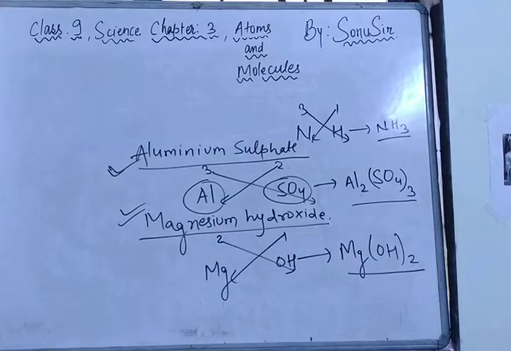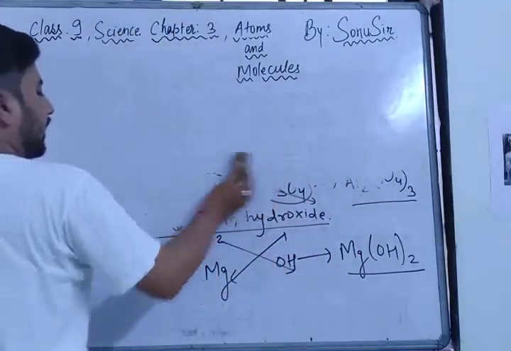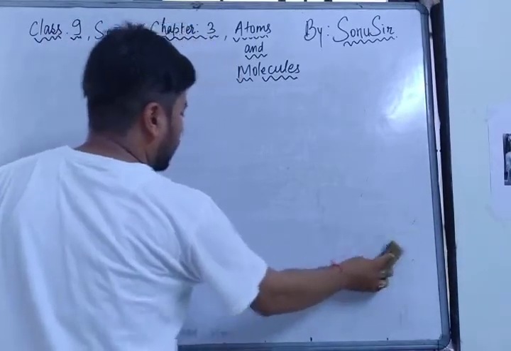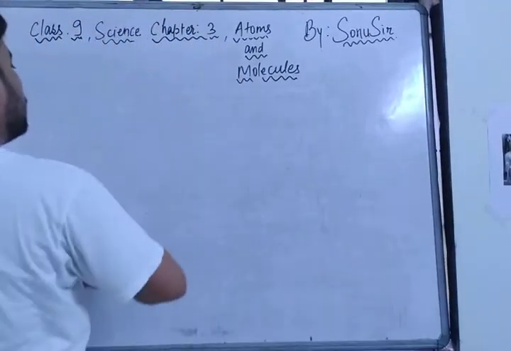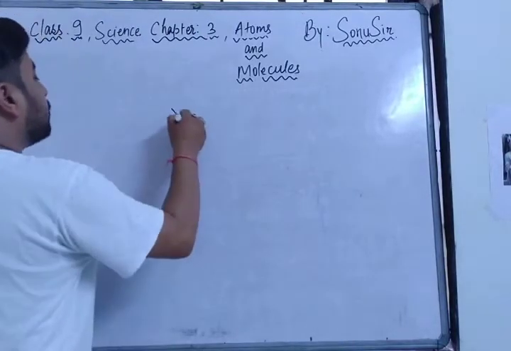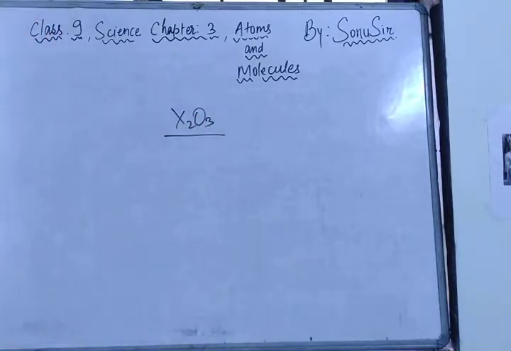Here an element X forms an oxide with the formula X2O3. Suppose there is one compound in the form of X2O3. You have to just say the formula. X2O3 is a compound. They are asking you what is the valency of X and what is the valency of O. So it's very easy.